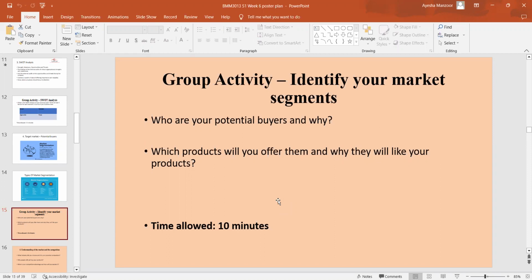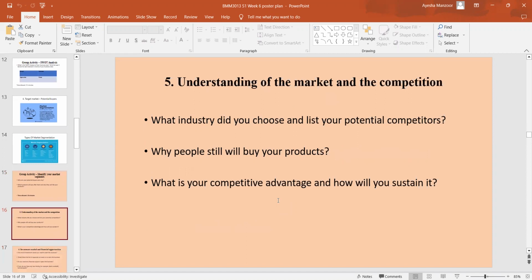So this is again an activity of 10 minutes in which students were required to identify the target markets of the businesses that they are going to present in the poster plan presentation. And then understanding the market and the competition: who will be their potential competitors, why people still buy their products, what is your competitive advantage, and how you will sustain it.